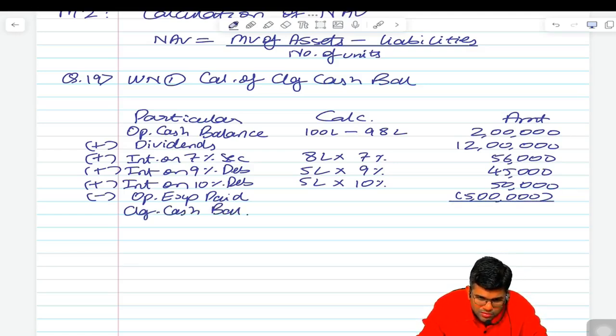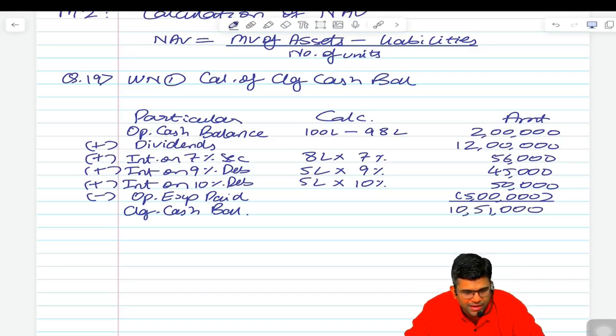Hey, people are giving different answers again. What is happening in this batch? Simple calculation, do it properly. 10 lakh 51,000. Thank you. 10 lakh 51,000. Okay. Done? Okay. So you got closing cash.